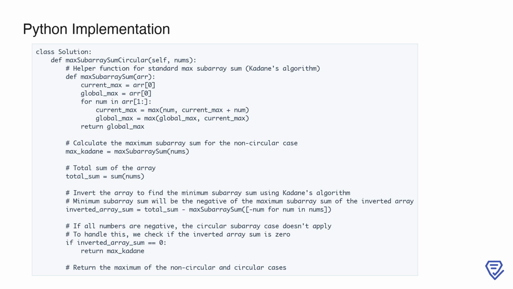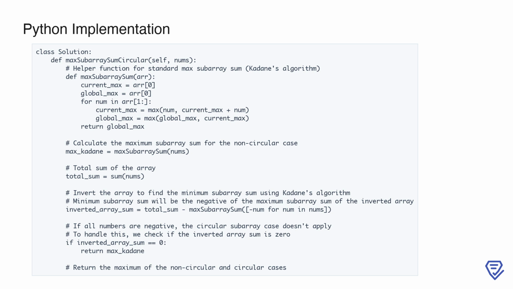After defining the helper function, we use it to compute the maximum subarray sum for the non-circular case, which is stored in the variable max_Kadane. Next, we calculate the total sum of the array, which will be used to evaluate the circular subarray case. To handle this, we invert the array by negating each element and apply the maxSubarraySum function to find the smallest subarray sum in the original array. By subtracting this from the total sum, we derive the maximum subarray sum for the circular case.